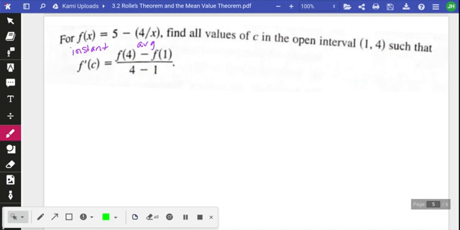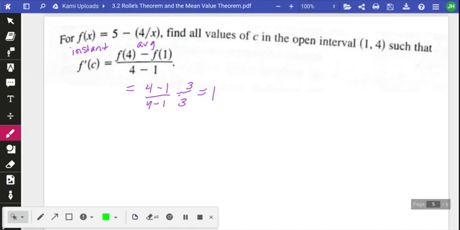So let's do the slope side first. If I plug in 4, I'm going to have 5 minus 4 over 4. So that's 5 minus 1, and 5 minus 1 is 4. And then f(1) is 5 minus 4 over 1, so 5 minus 4, so 1. And then all over 4 minus 1. And so I have 3 over 3, and so I have 1. So then I'm going to take my first derivative.